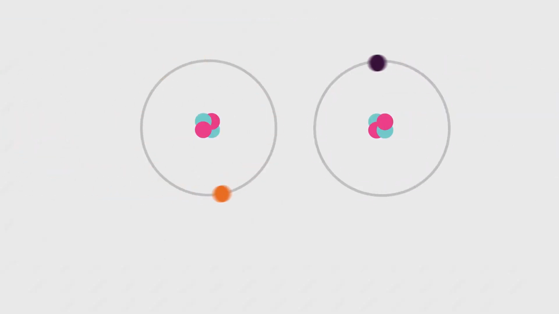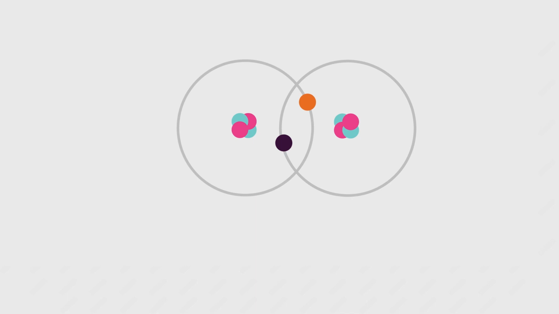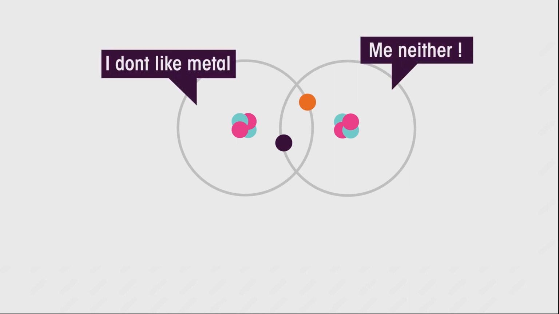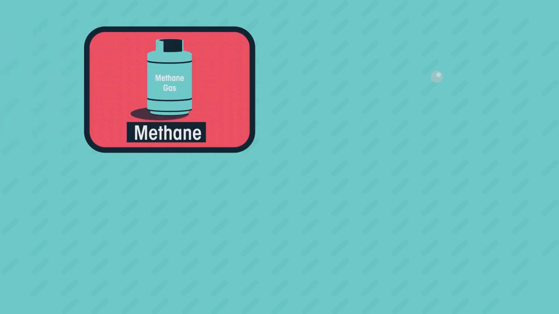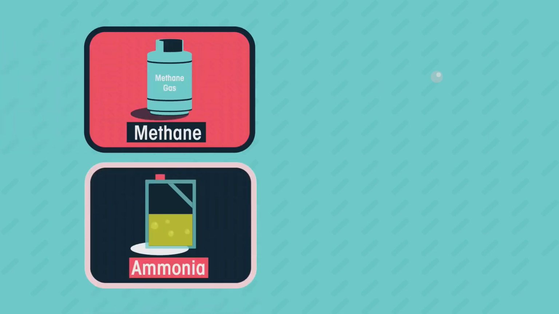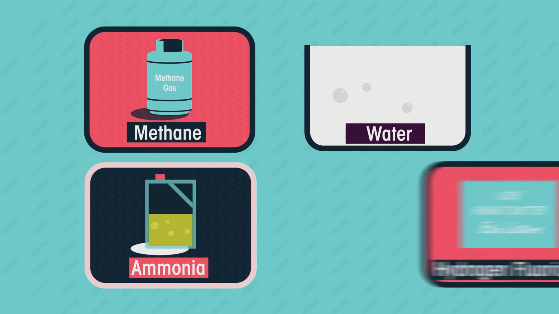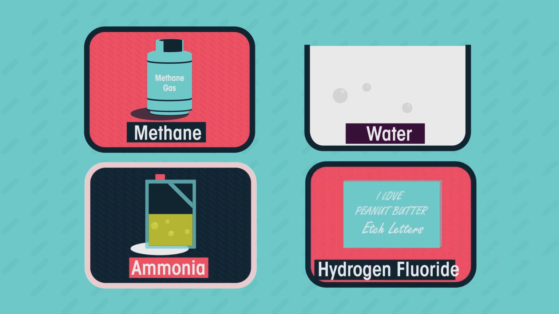All of these compounds are small, covalently bonded molecules. The atoms within them share electrons because they have half-full or more than half-full valence shells of electrons. That is, they are non-metals. Methane is a fuel, ammonia is used in household cleaners, water is a drink and the essence of life, and hydrogen fluoride is used to etch glass.